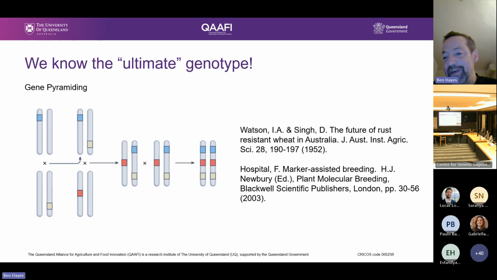The problem with gene pyramiding for complex traits is by focusing on just a few loci, you're only capturing a small proportion of the variance in the population. It works well when you've got alleles of very large effect, but that's typically not the case for the traits we're looking at.